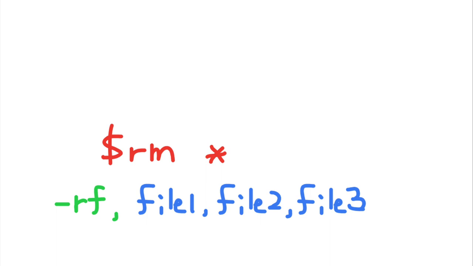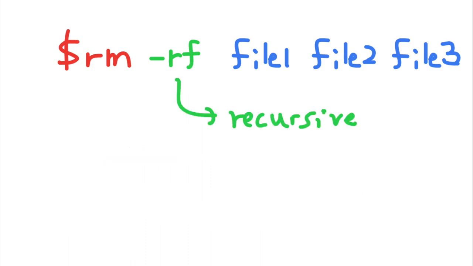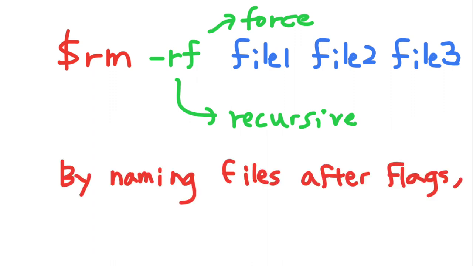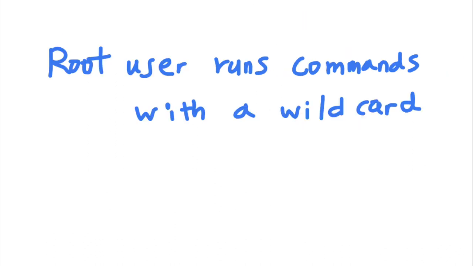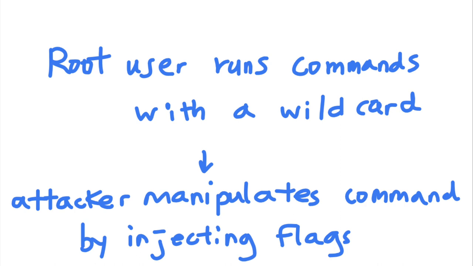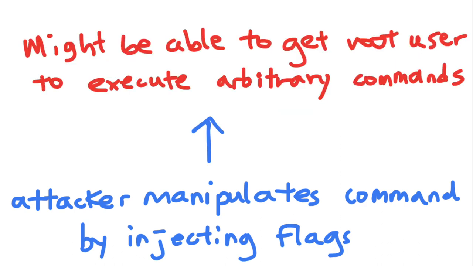For example, if we run the rm command in the directory with a file named -rf, the command will expand into this command, which will remove all files and subdirectories instead of just the files in the current directory. This means that if attackers can create files named after command flags, they can manipulate the behavior of another user's commands. And when privileged users run commands with a wildcard, attackers can inject dangerous flags into their commands and cause unintended consequences. For example, an attacker might be able to execute arbitrary system commands as the root user if they can inject a flag that will execute system commands.